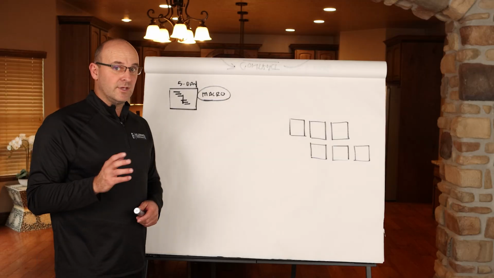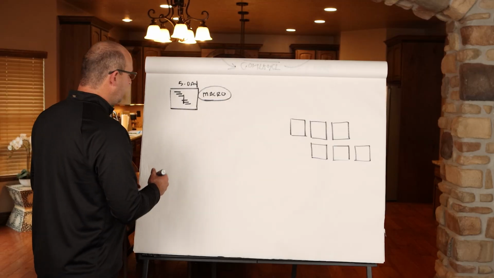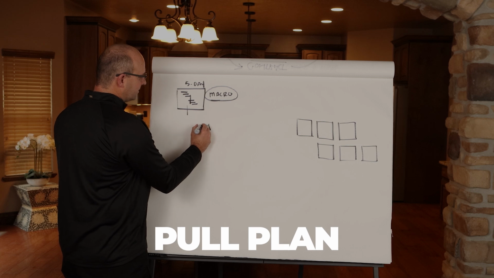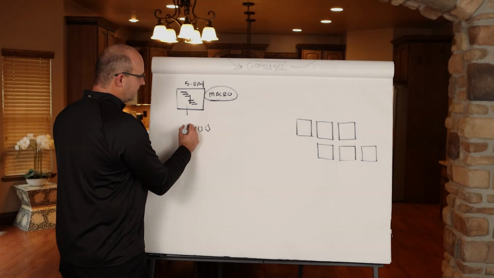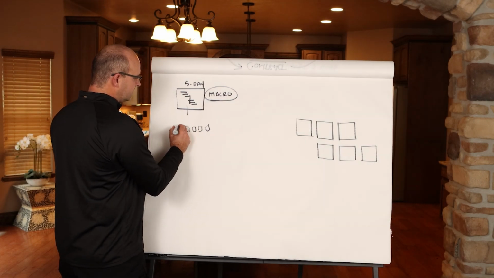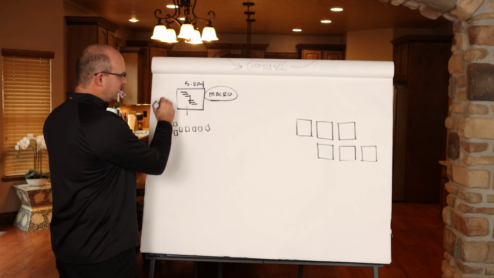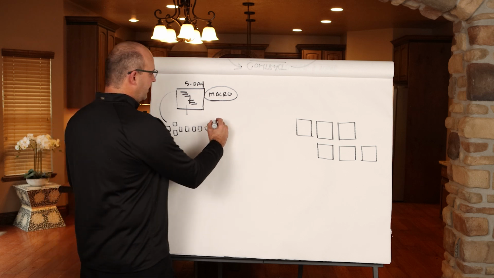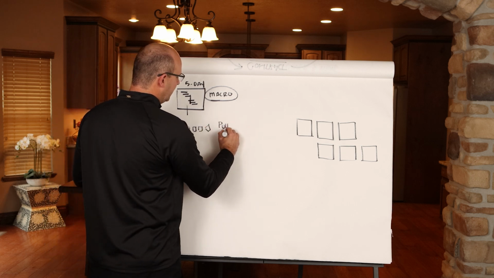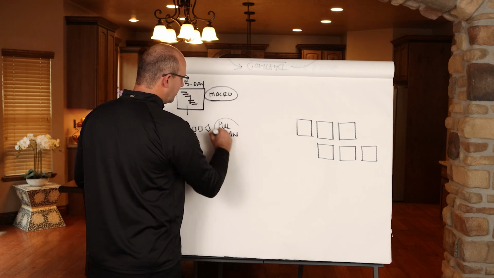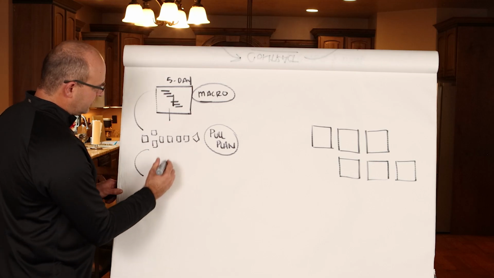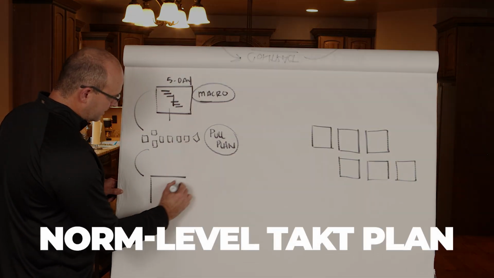So the first time that we update this is when we actually go to do our pull plan. When we take a milestone and we do our pull plan backwards and forwards, or forwards and back, we are updating that sequence. Let's say this was the sequence and this was the pull plan. We are updating that sequence. So by virtue of doing a pull plan in and of itself, you're already updating your schedule or your production plan. Then this goes into what's called a norm level Takt plan.